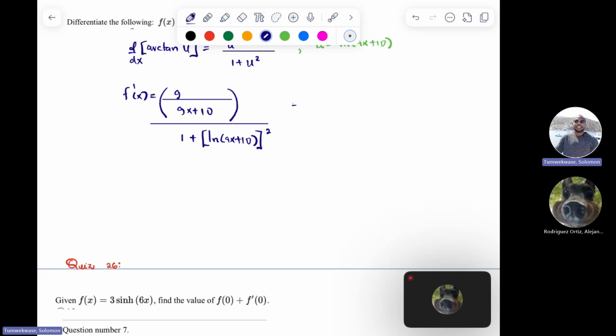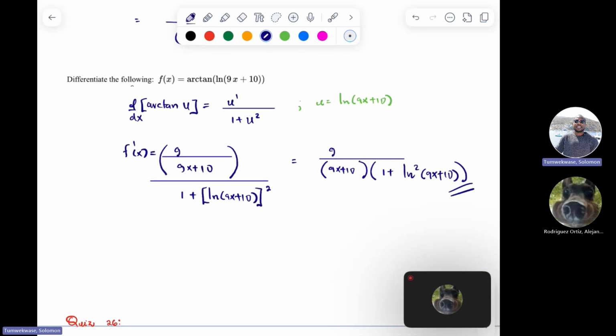Once again, I can write this as 9 over 9x plus 10, and then this is times 1 plus natural log. I can put the square here, 9x plus 10. Okay, I hope that is fine.